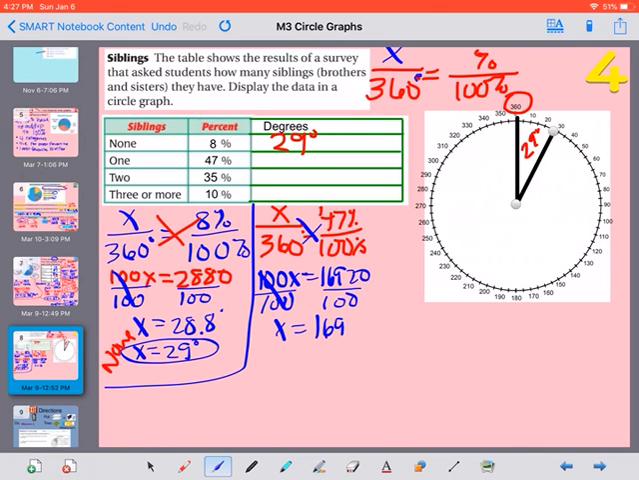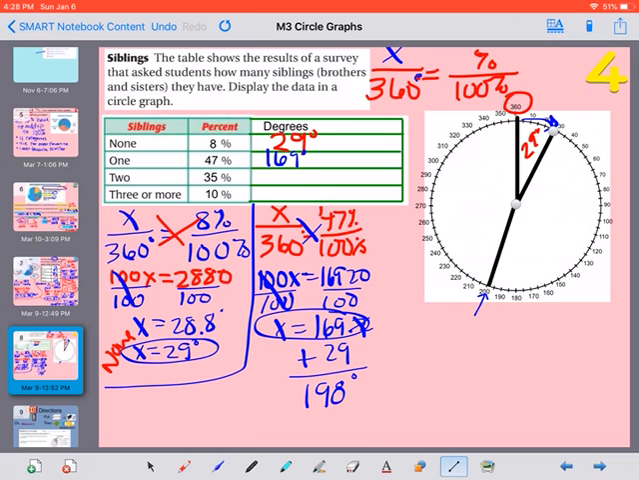We should get 169.2, but we're not going to put the 0.2. It's about 169 degrees. Well, we already have gone to 29 degrees, so we need to add 29 to figure out this next section. So if I add the 29 degrees on here to figure out where my next line goes, 169 plus 29 is 198. So we're making our next mark at 198 degrees, which is really close to 200. So I'm going to draw my line from the middle to 198.